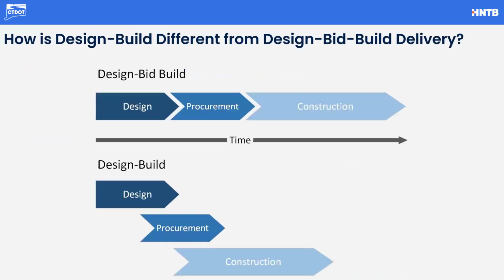To give you a visualization of how these two methods differ, we have the top one, which is the typical delivery method, which is design bid build, and you can see it operates in a very sequential manner. Versus design build, there are efficiencies that are achieved by overlapping phases. And then you also have the added benefit of the contractor working with the design team rather than in a sequential manner.